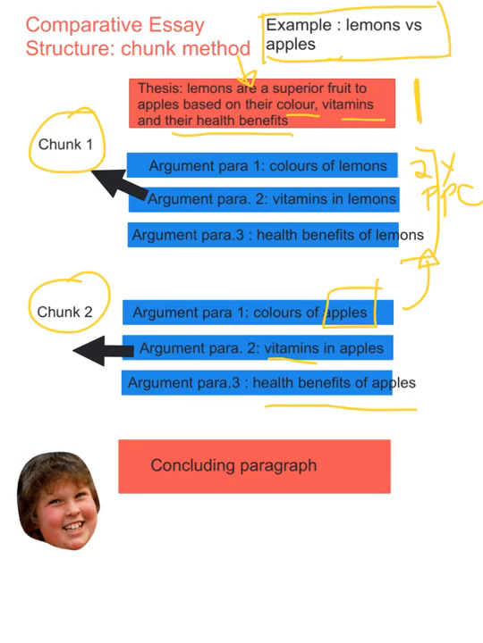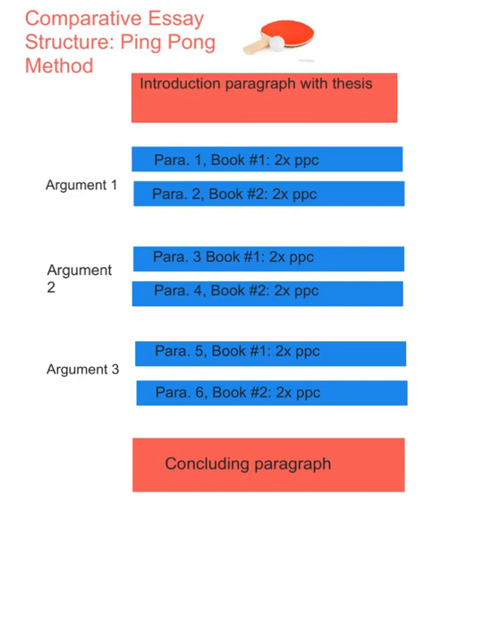and or vice versa. So the next comparative essay structure is called the ping pong method. And essentially what you're going to do in this comparative structure is you're going to ping pong, or go back and forth, between book 1 and book 2. So your first focus will be your first argument, and you're going to discuss your first argument in your first paragraph here with book 1.